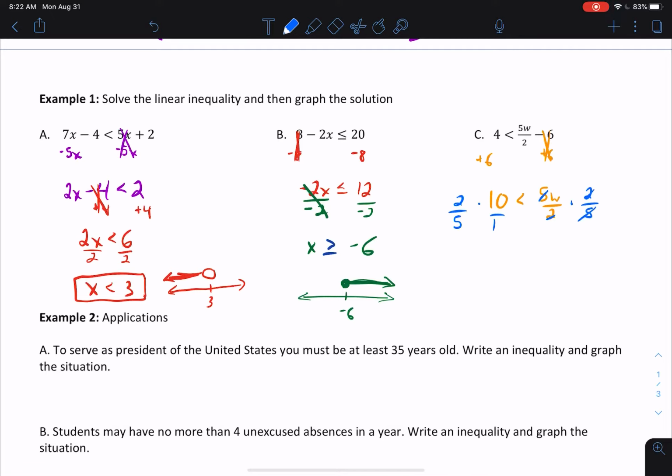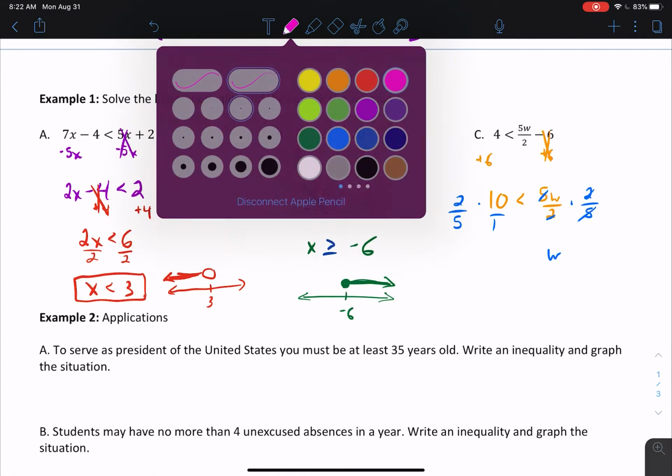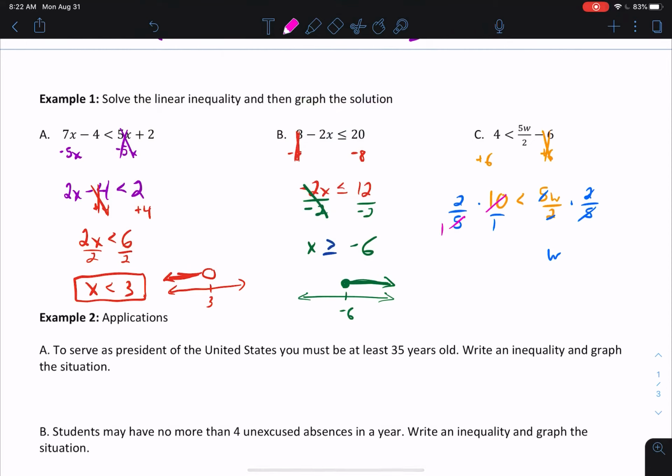That's going to cancel everything out on the right-hand side except for w. And on the left-hand side, after I cross-cancel, I'll get 4. 2/5 times 10 is equal to 4. All right, now I am going to flip this so that my variable is first. So instead of 4 is less than w, I personally like to flip it so that I can say that w is bigger than 4.